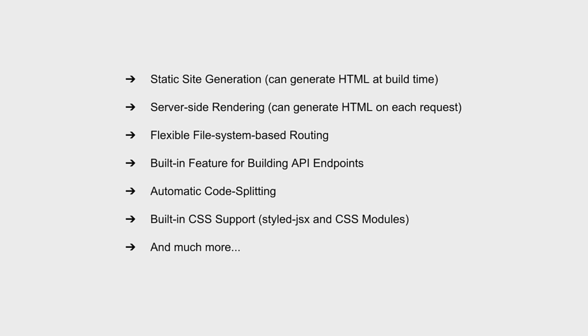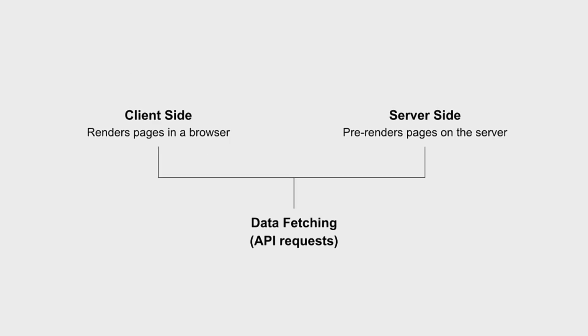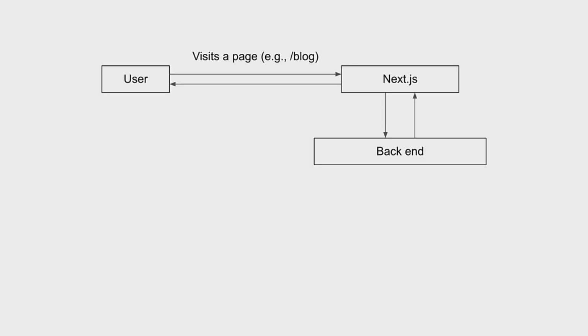So let's have a look at the big picture of how a Next.js application works. Next.js includes two parts: client-side and server-side. Client-side is responsible for rendering pages in a browser and other front-end functionality like client-side routing. And on the server side, Next.js allows us to pre-render pages, and this includes fetching the data required to render a page.